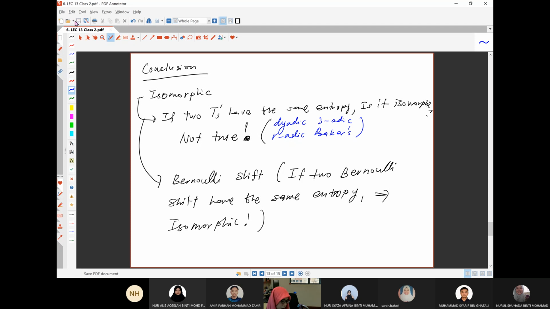To be safe, show isomorphism first. If they are isomorphic you can talk about entropy. But from entropy you cannot talk about isomorphism, because they are not isomorphic. Okay, I think we have done. Any questions?